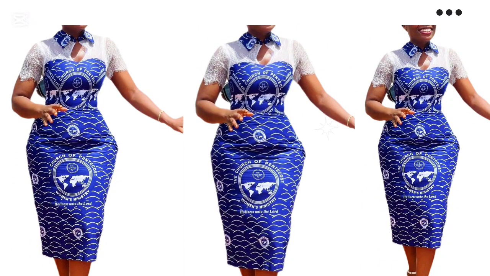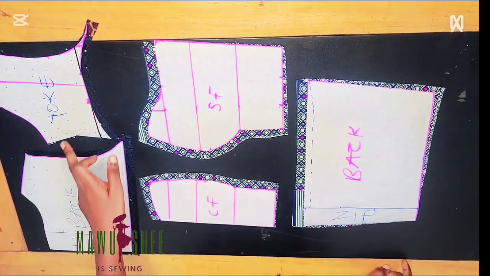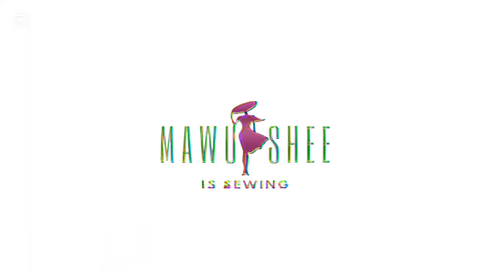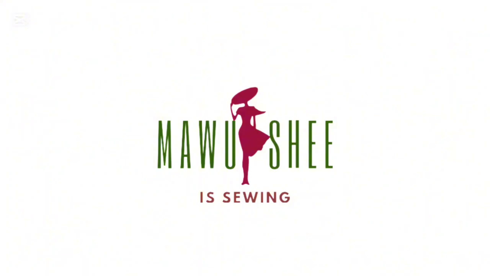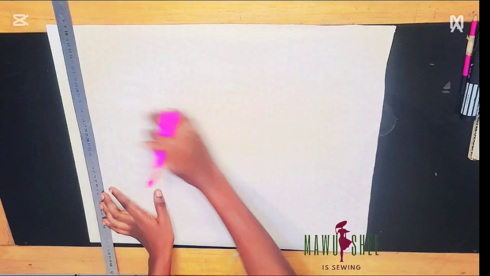So in today's tutorial we are learning this dress that you see here, a bustier dress with a keyhole, a yoke, and then a shirt collar. We're going to be learning everything in the next 1 and 2 tutorials.